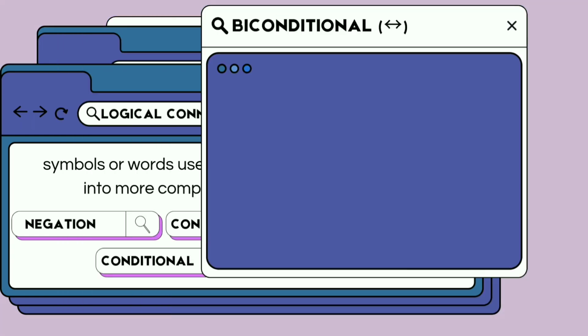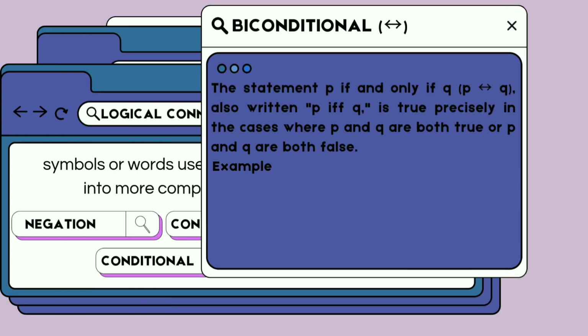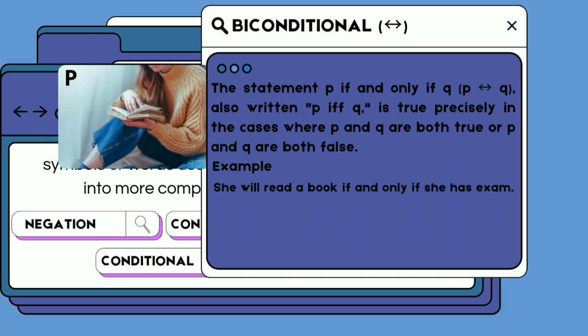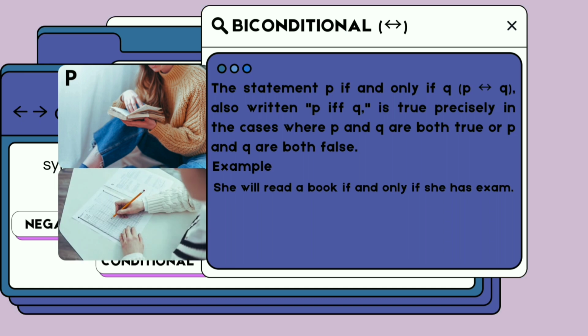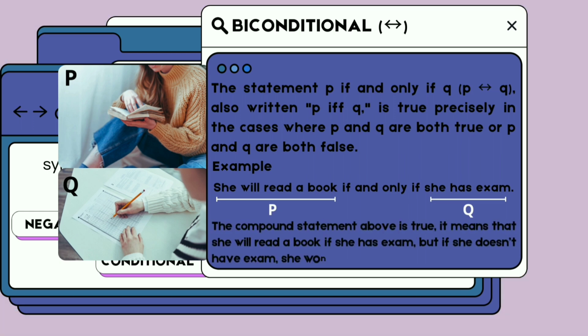The fifth is biconditional. The statement P if and only if Q is true precisely in the cases where P and Q are both true or P and Q are both false. Example: she will read a book if and only if she has exam. P represents she will read a book. Q represents she has exam. From the pictures, we know that P and Q are both true, so the compound statement above is true. It means she will read a book if she has exam, but if she doesn't have exam, she won't read a book.